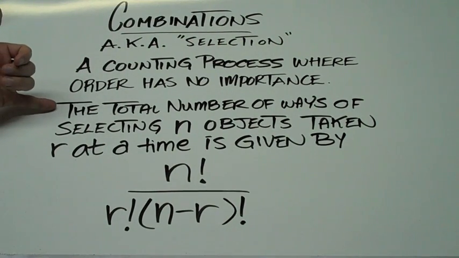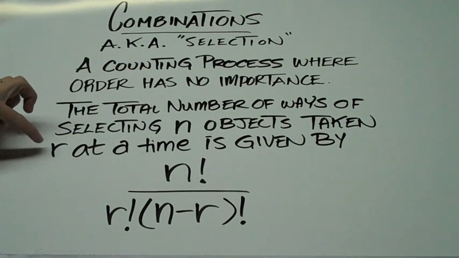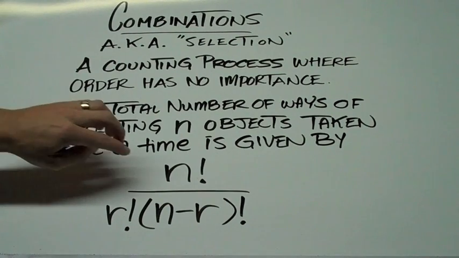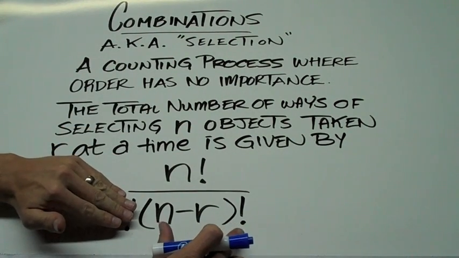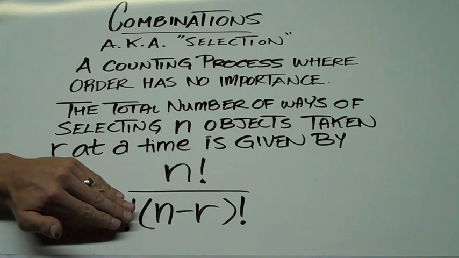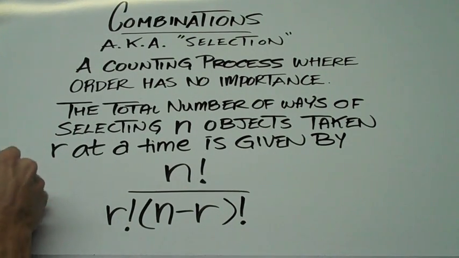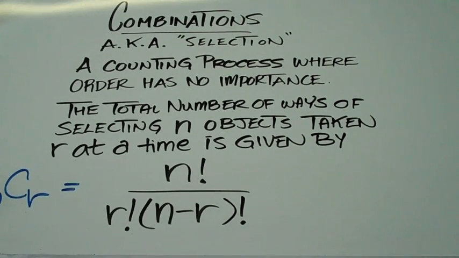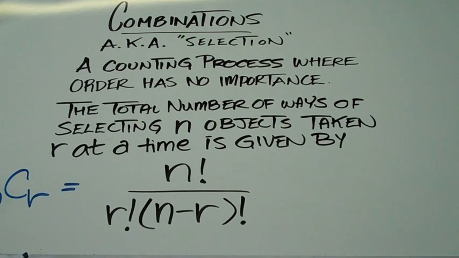For example, the total number of ways of selecting n objects taken r at a time, where the total we want to select from is n and we want to select only r of them, is given by n factorial divided by n minus r factorial, which is the same as a permutation. Also, multiplied in the denominator is r factorial. So one way to write it would be nCr is n factorial divided by n minus r factorial times r factorial in the denominator.